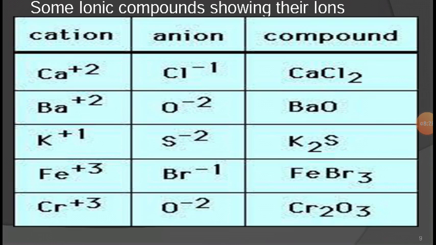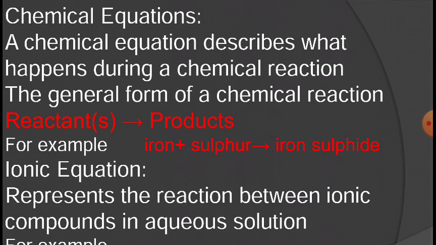Dear students, after having this understanding about the formulas and the symbols, we are moving towards the next important point, that is chemical equations. A chemical equation basically describes what happens during a chemical reaction. Chemical reactions depend on the reactants and the products. When some compounds react with each other and form new compounds, the reacting compounds are called reactants and the new compounds which are produced are called products, and this whole process is called a chemical reaction.